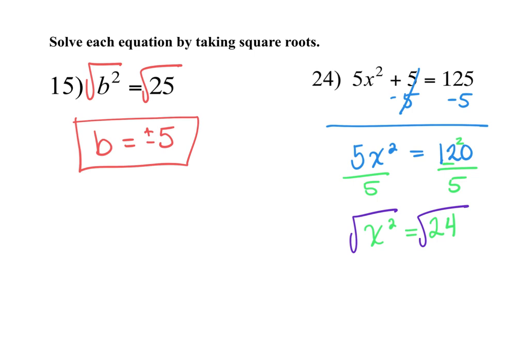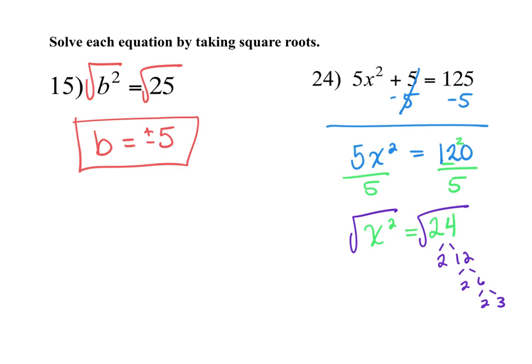All right. 24 does not have a perfect root. Okay? So when it does not have a perfect root, then you are going to need to use your factor tree to figure out what x is. So we're going to say 2 and 12, 2 and 6, 2 and 3.